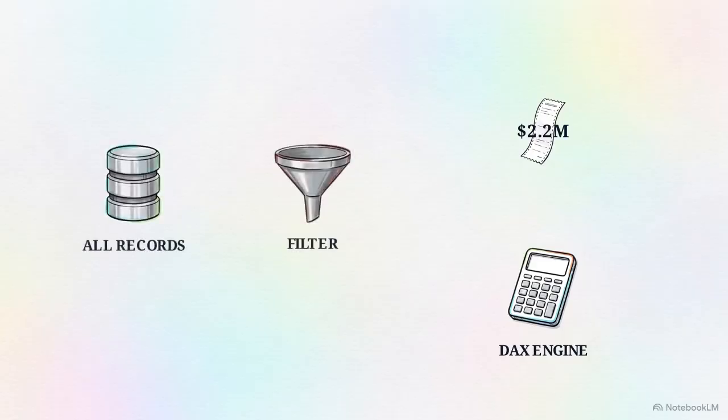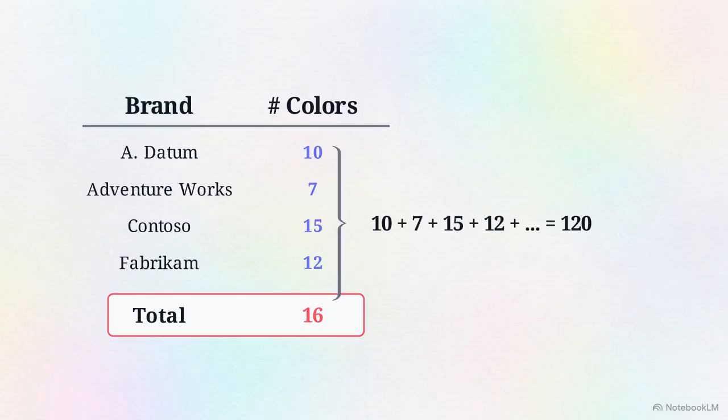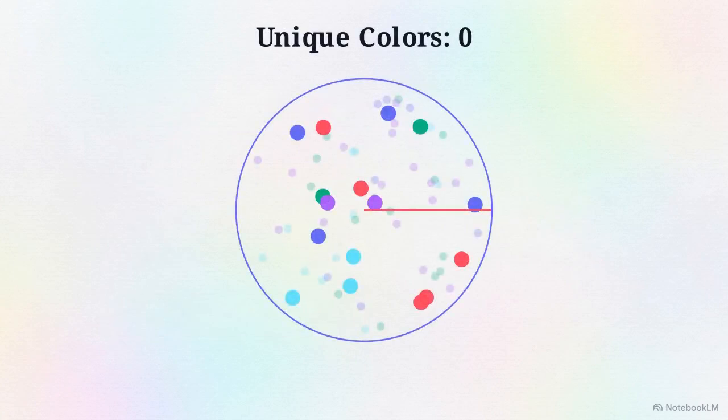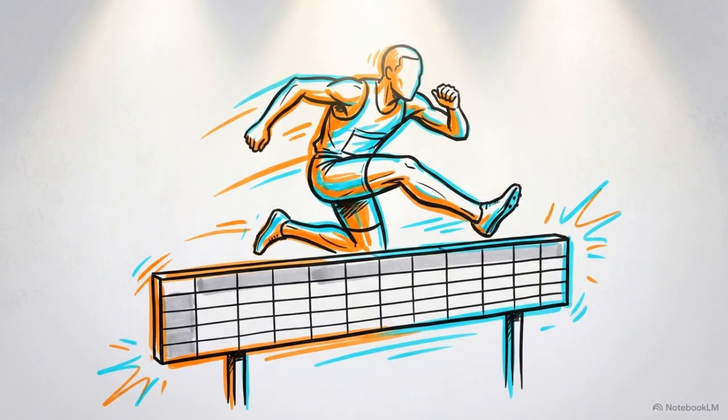It does this by dynamically filtering the entire database down to just the Contoso records, and then running the calculation on that specific subset. We can prove this is a dynamic evaluation by looking at the total row. It shows 16 colors. If DAX were simply adding up the rows above it, the total would be 120. Instead, DAX evaluates the total independently, counting the unique colors across the entire unfiltered dataset. Measures act as the dynamic engine of interactive reporting because they adapt their underlying mathematics to the visual's filter context on the fly. This presents a functional hurdle.